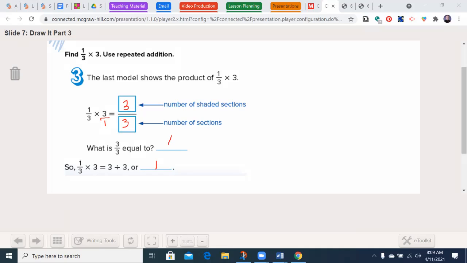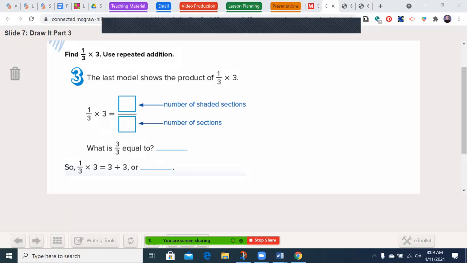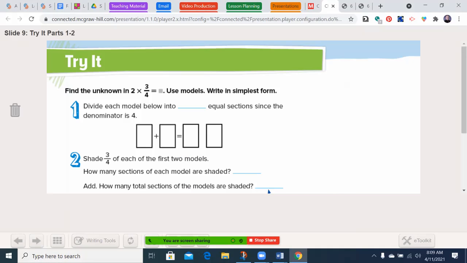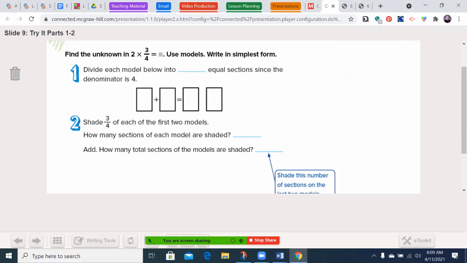All right, I'm going to go ahead and clear the screen. You can see the answers there. Try it. Find the unknown in 2 times 3/4. Use models, write in simplest form.